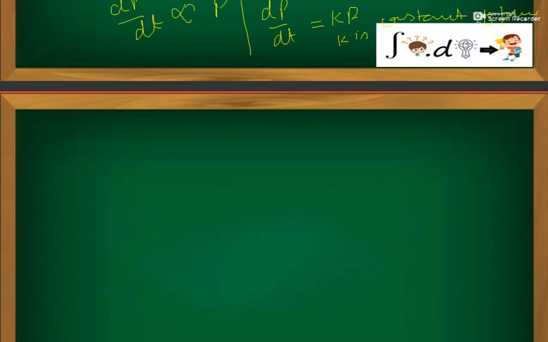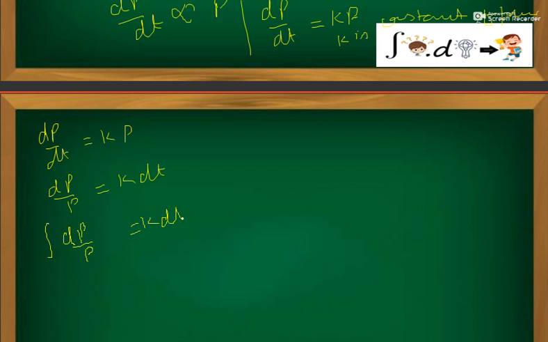Here we have given dP by dt is equal to k into P, and therefore dP by P is equal to k dt, by separating the variables. And now we have to take the integral. Integrating, dP by P is equal to k dt, and it becomes log P is equal to kt plus c.